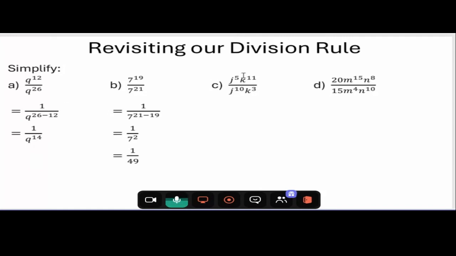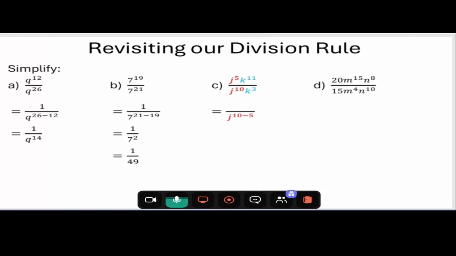How about here? We got some j's, we got some k's. Let's see, there's more k's on the top and more j's on the bottom, but we're all dividing with the same base, right? We're also multiplying the top, a j and a k, to the 5th and 11th, but we can't do anything if the bases aren't the same. So let's separate those out. Let's look at the j's first. Do I do the j's first? I do, yeah.